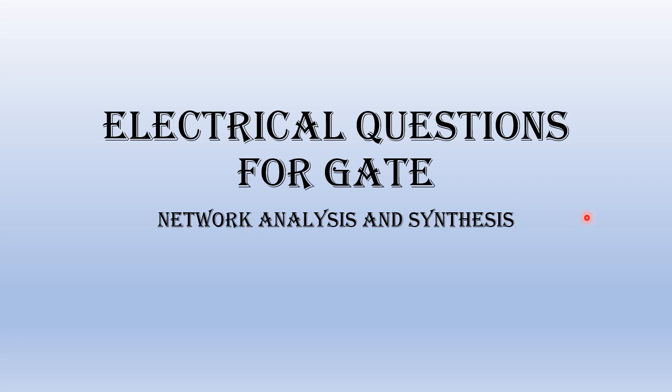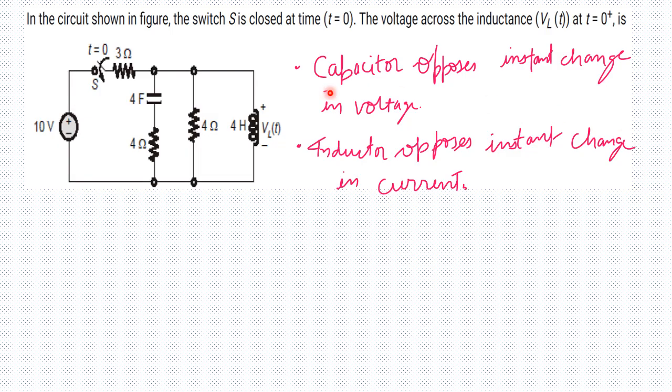Hello friends, welcome again. Today's question is, we are given a circuit here, and in this circuit the switch S is closed at t equal to 0 and we are asked to find the value of inductor voltage at t equal to 0 plus. So how to proceed for this question?